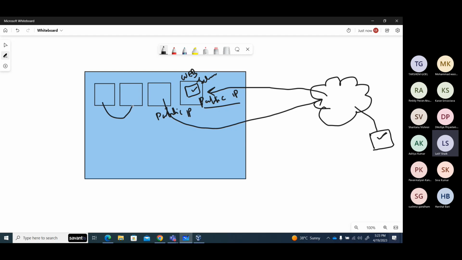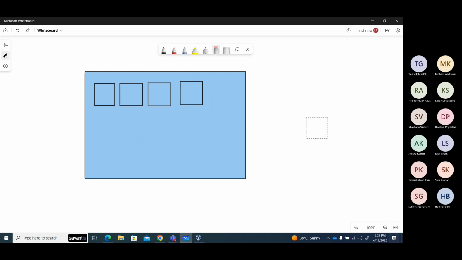To communicate from here to here or here to here, we don't require a public IP. Within the LAN, private IP addresses work. But if you want to communicate outside of the network, you need a public IP address. Okay. But this is my web server. Again, these are all assigned with private IP addresses only. So for example, I assign 10.0.0.10, this is .11, this is .12, this is .14. Private IP addresses only are assigned.